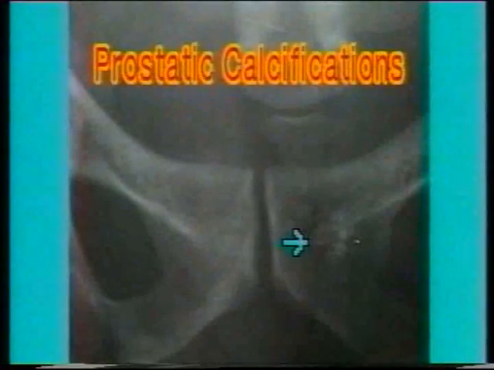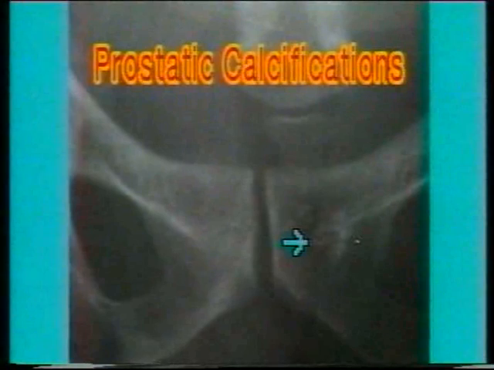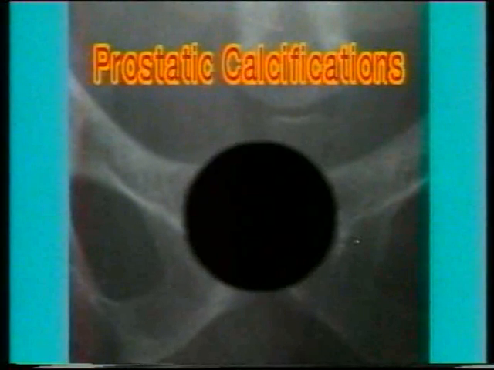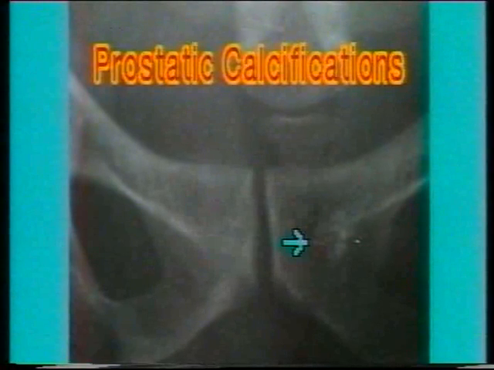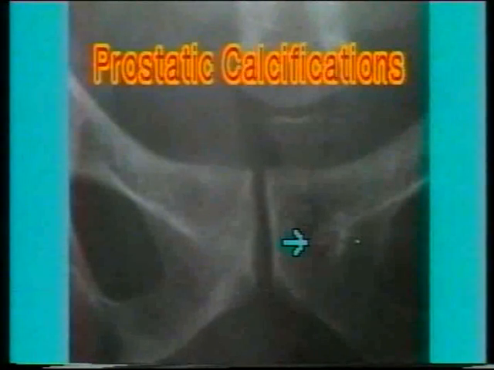This X-ray shows calcified spots behind the left pubic bone. These are calcifications in the prostate. This black zone is the area where the prostate is located. Any calcification in this zone should make you think of prostatic calcification. The prostate may contain prostatic calculi or may be calcified in a tuberculous affection of the gland.